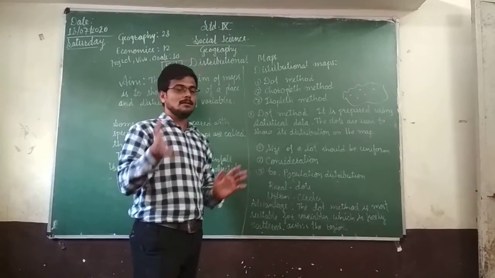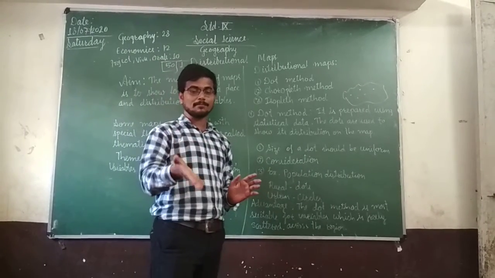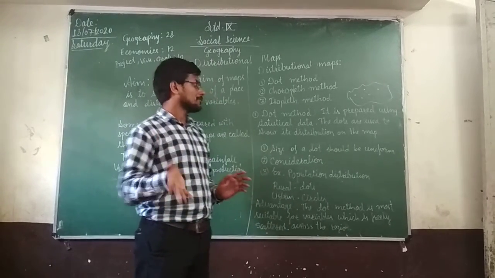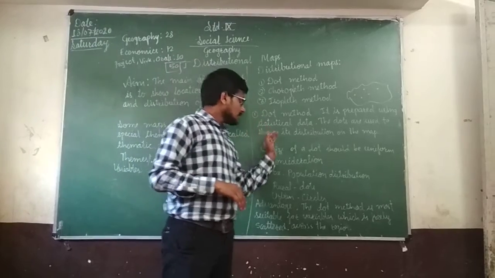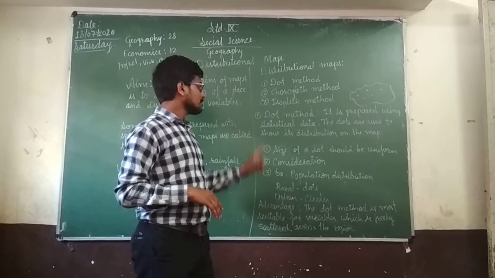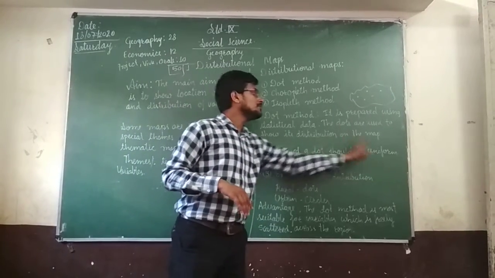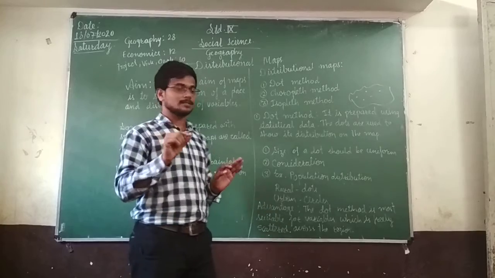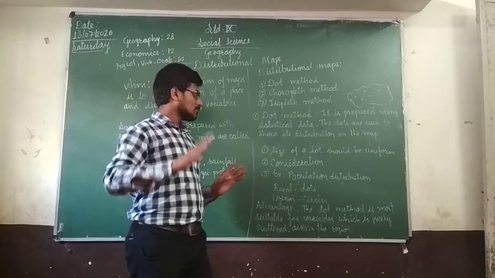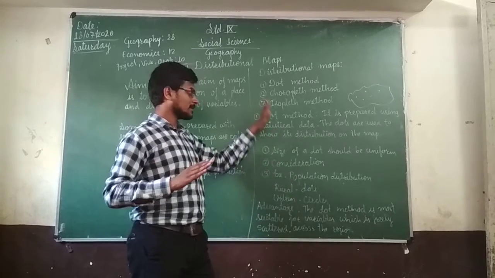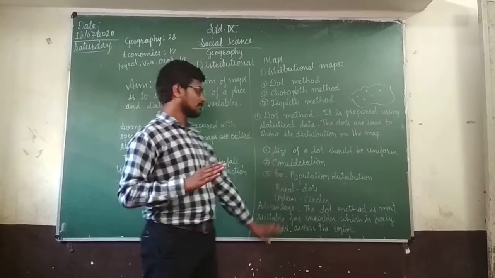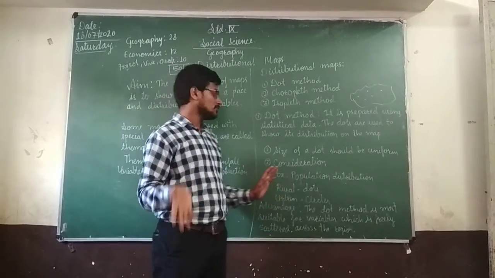For example, some example is given on that page. Let's discuss in brief; I'll show you how to use those dots. Now there are some precautions while using such dot method maps. The very first precaution is that the size of a dot should be uniform. In the sake of continuity, I will tell you the precautions first, and then we'll go through the dot maps.